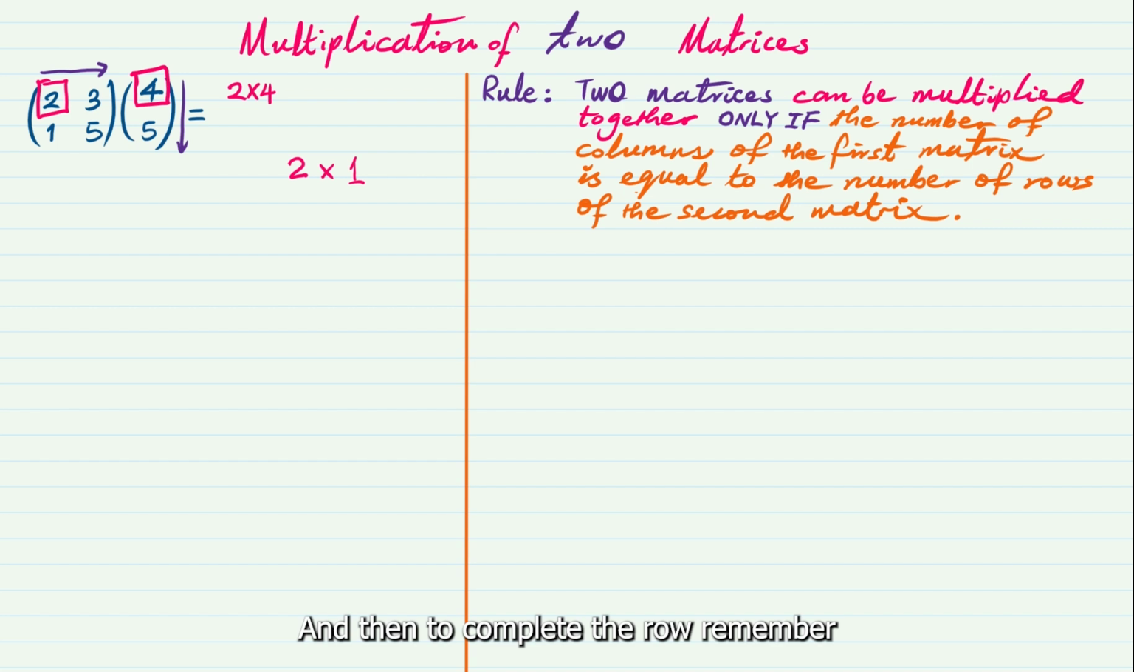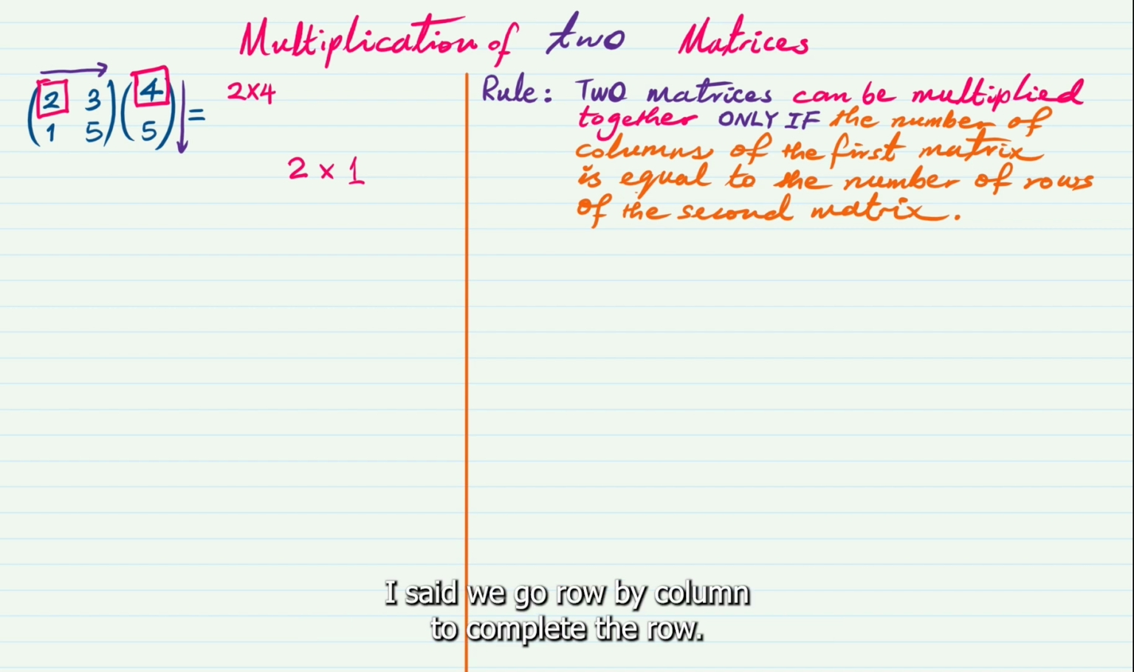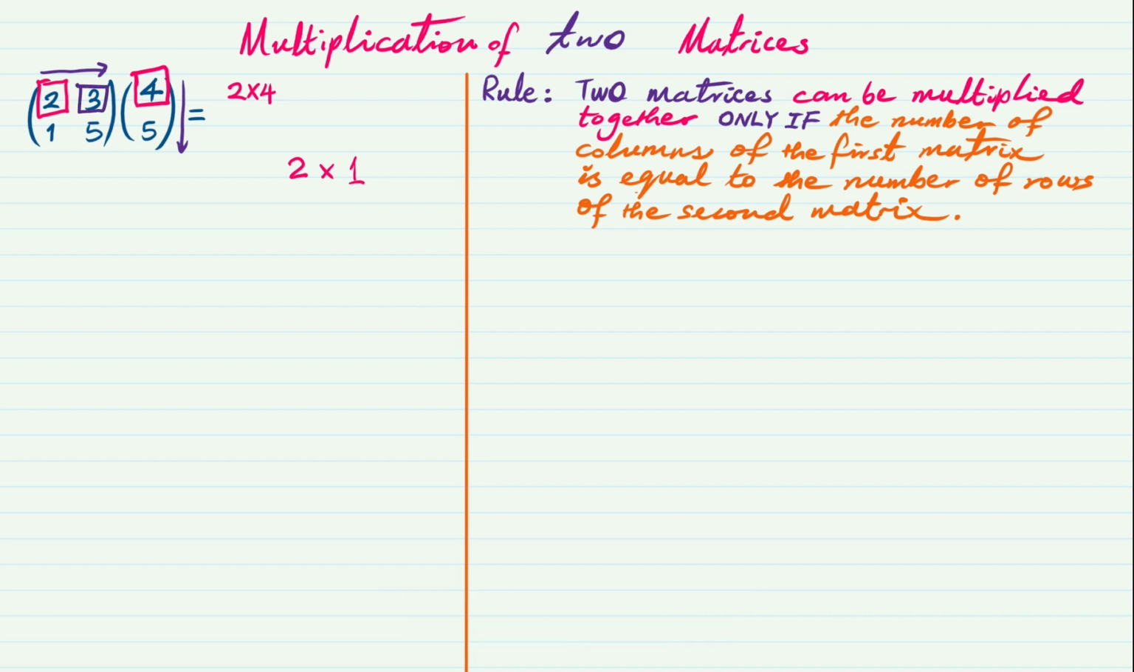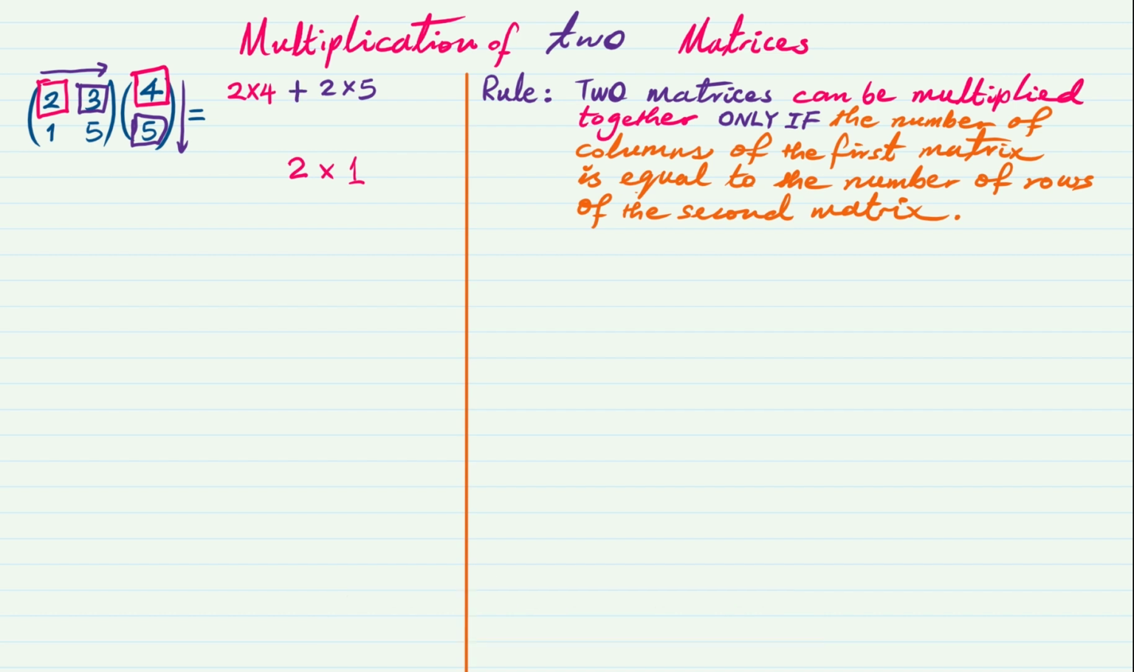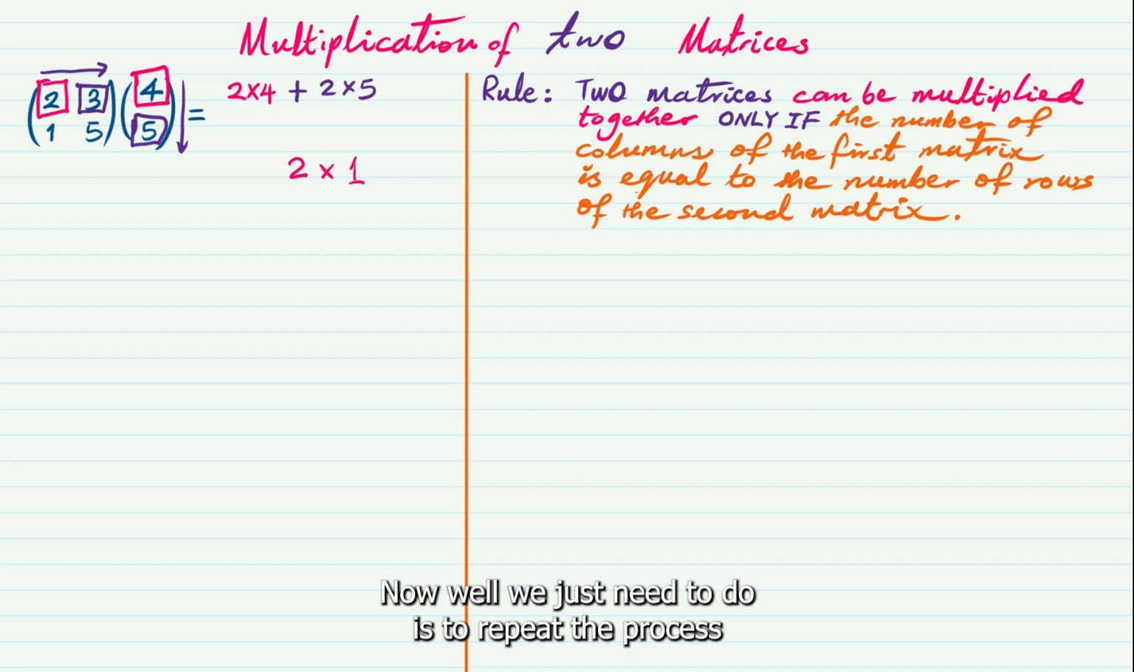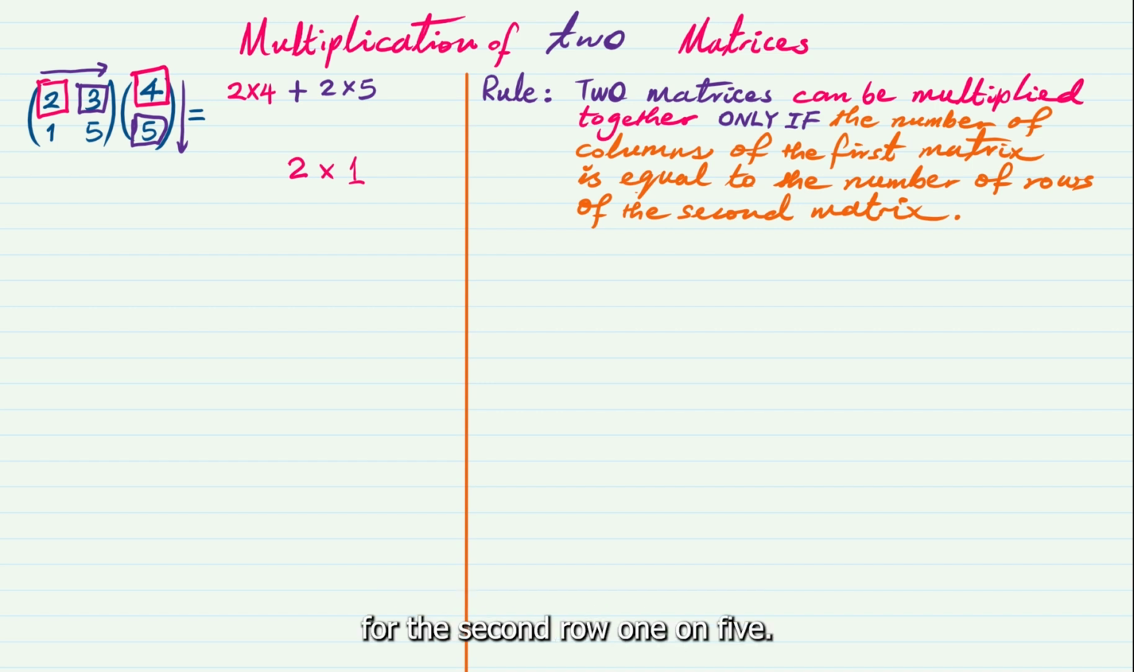And then to complete that row, remember I said we go row by column. To complete that row, you pick the second one and then you multiply it by the second. So that completes the row, 2 by 5. And then you're going to add them like that. Okay, now what we just need to do is to repeat the process for the second row, 1 and 5.